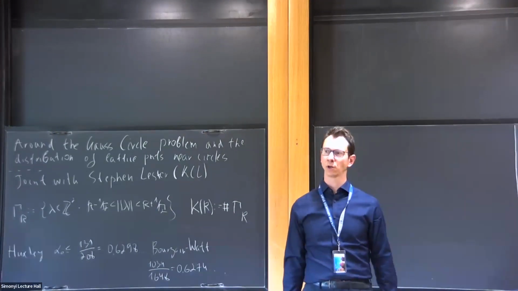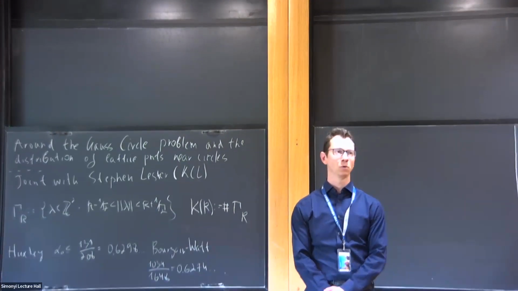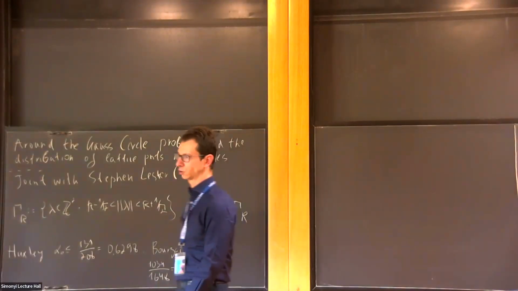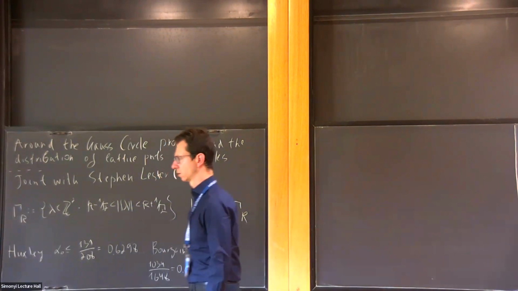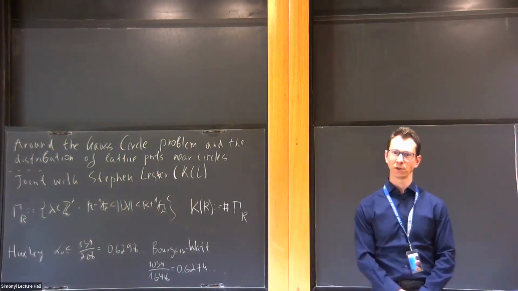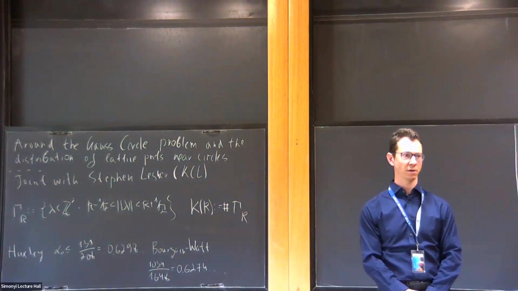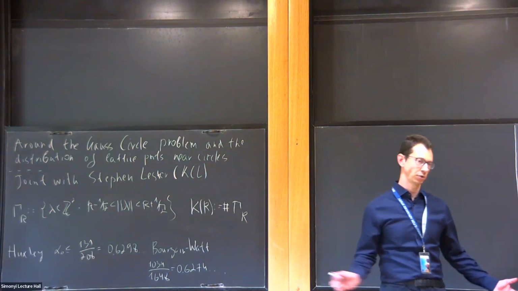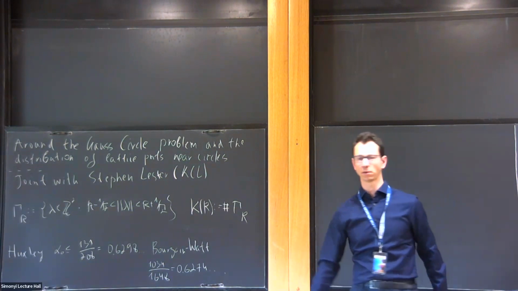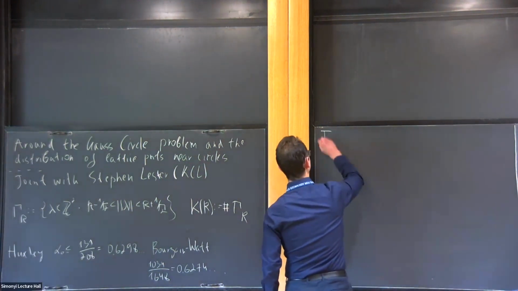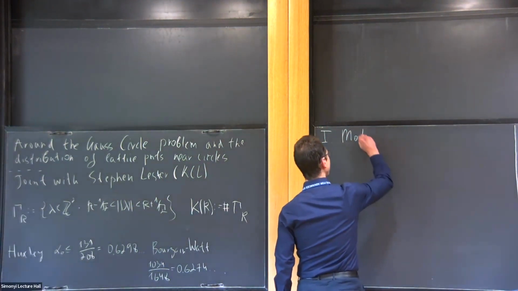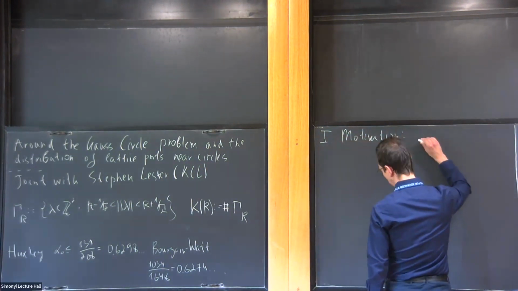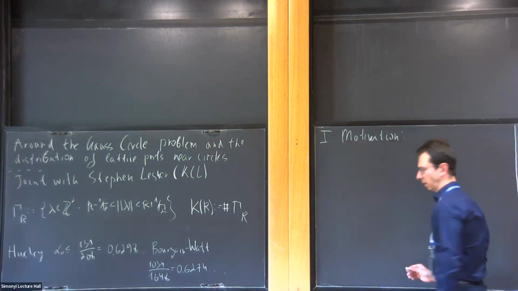This is joint work with Steve Lester, my colleague at King's College London, and I'm not going to say anything which is not joint. As is obvious from the title of my talk, the main subject is the Gauss circle problem. Let me introduce something. I'm sure everybody knows it, but part one is motivation: the Gauss circle problem and the heuristics conjecture.